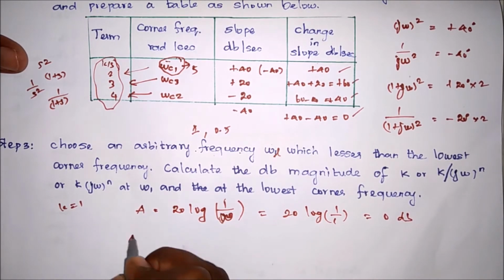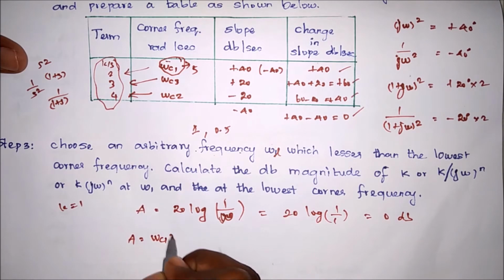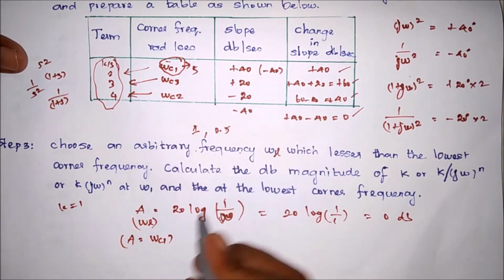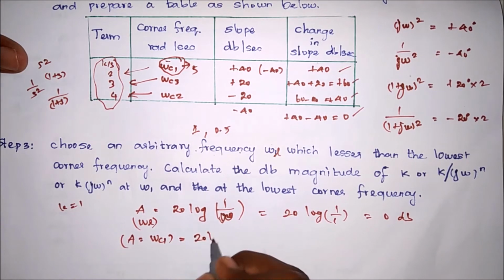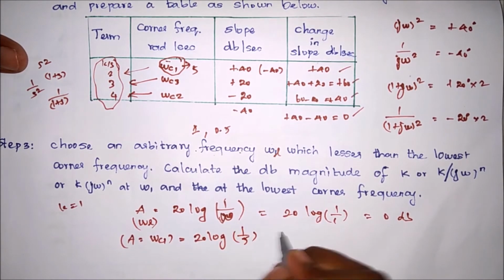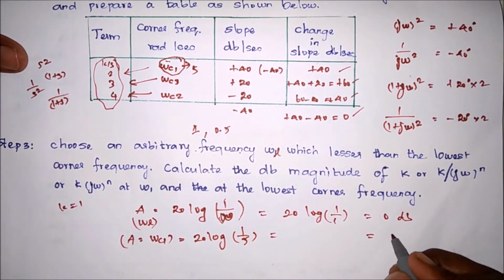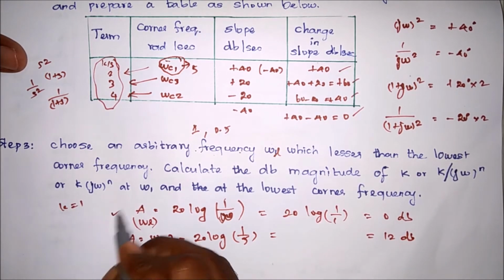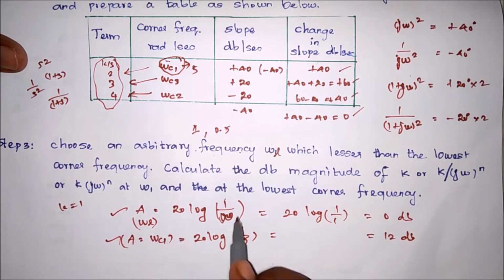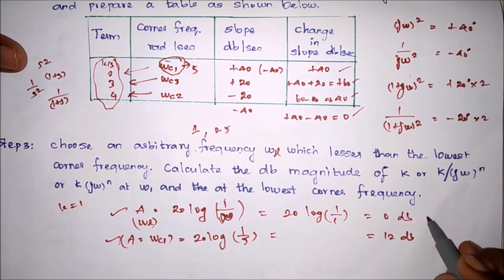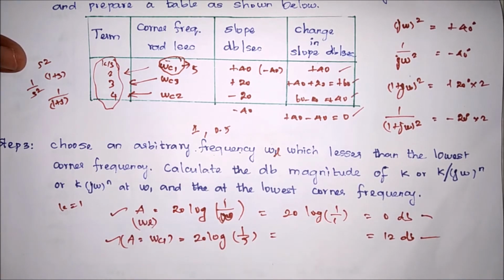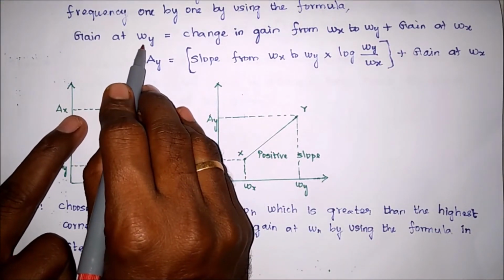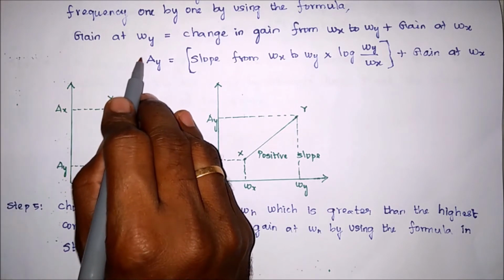Then next A equal to first corner frequency. So now A is at the lowest corner frequency. What is the first corner frequency? 5. 20 log 1 by 5. So for this it may be some value, for example, we can say 12 decibel. So for the arbitrary frequency and the lowest corner frequency, by using this formula we have to find its decibel magnitude. So after that we have to use this formula to find out the consequent magnitude.